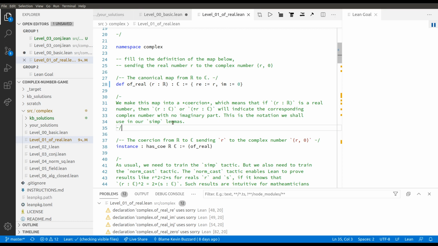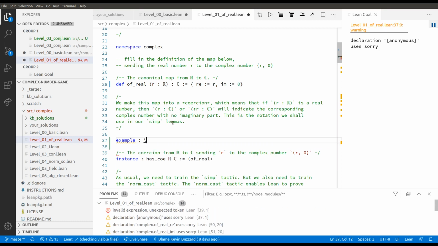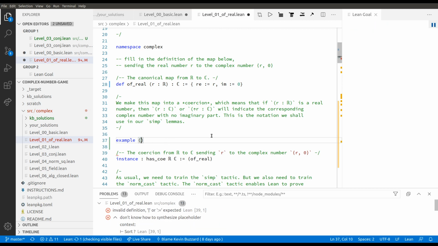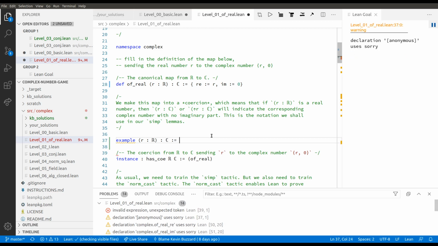So currently, you see, we can have an example. We can make a complex number like this. We could do ofReal 37, because 37 is a real number. And so I've just made the complex number 37. But what I really want to do, here's an example. Let's say r is a real number, and I want to make a complex number, and I want to define that complex number to be r.